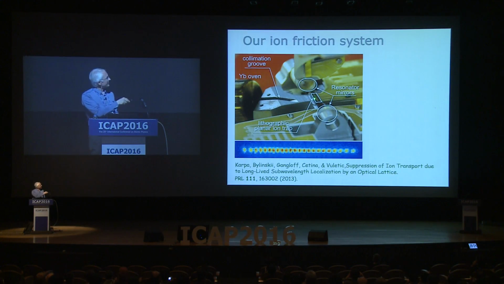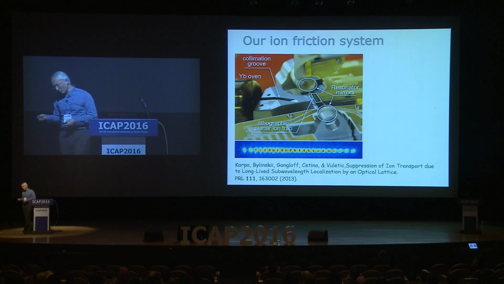So this is what the real system looks like. There's a microchip and an optical resonator. The ions are about 140 micrometers from the surface inside this optical lattice trap. We can make rather long linear chains of ions. This is something like 20 ions. However, all experiments that I will show you were performed with only up to 6 ions.